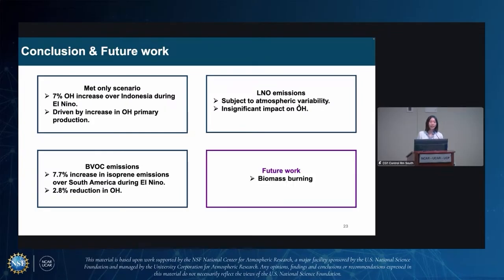And also, as I mentioned in the introduction, the different ENSO phases will also lead to changes in biomass burning. That's why in the future work, we want to further look into how these changes in biomass burning will also affect the OH budget. I will end here and am happy to take questions.